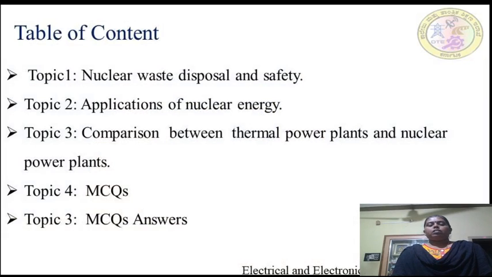The content included in this session of the topic nuclear power plant is: Topic 1 is nuclear waste disposal and safety. Topic 2, applications of nuclear energy. Topic 3, comparison between thermal power plants and nuclear power plants. Topic 4, multiple choice questions. Topic 5, multiple choice questions and answers.